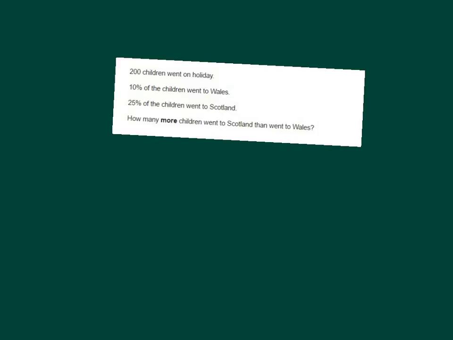And now let's go for our final problem. Right, what have we got? 200 children went on holiday. Lucky things. 10% of them went to Wales. 25% went to Scotland. What a beautiful place to visit. So 10% to Wales, 25% to Scotland. Right, so that's 10% of 200, which will be 20. 25% of 200, which will be 50.